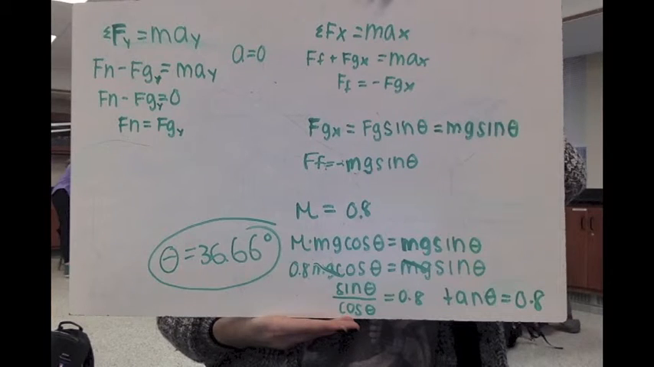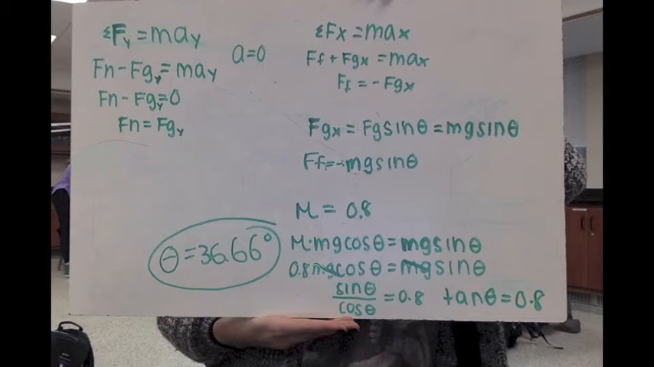So the next thing we had to do was plug our variables into the F equals ma equation. On the y-axis we have F_N minus F_g,y equals ma_y, and since the acceleration is 0, we see that F_N equals F_g,y. Then on the x-axis, the acceleration is also 0, so we find that F_f equals negative F_g,x.